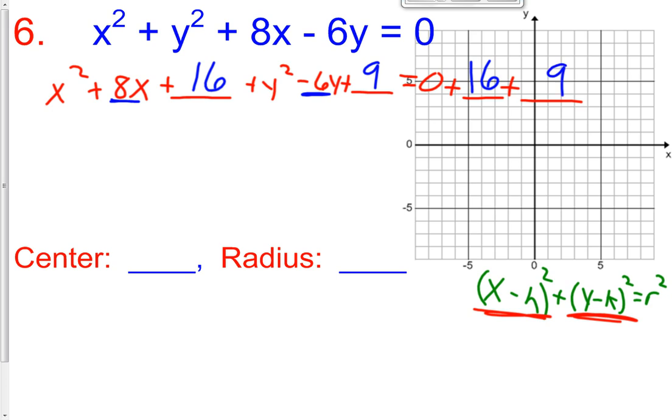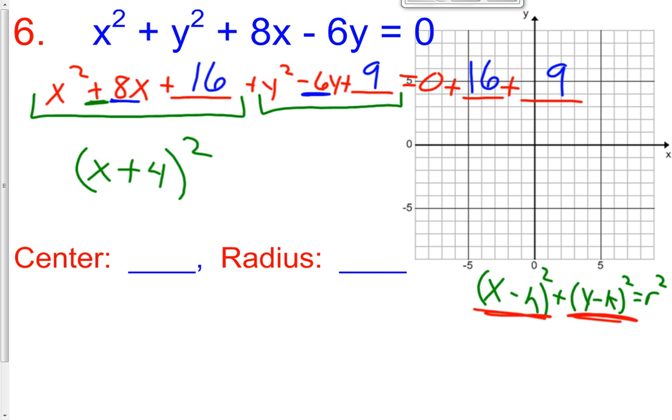So now we have this. And I could make this into a binomial squared. That binomial squared is going to have the same sign as in front of b, so it's going to have a positive sign. And it's going to be x plus 4 quantity squared. And now I have this. Let's make this into a binomial squared: plus quantity y minus 3 quantity squared. And that equals 0 plus 16 plus 9 equals 25.